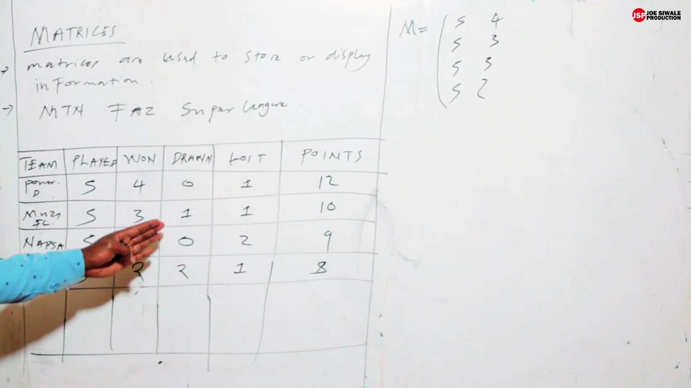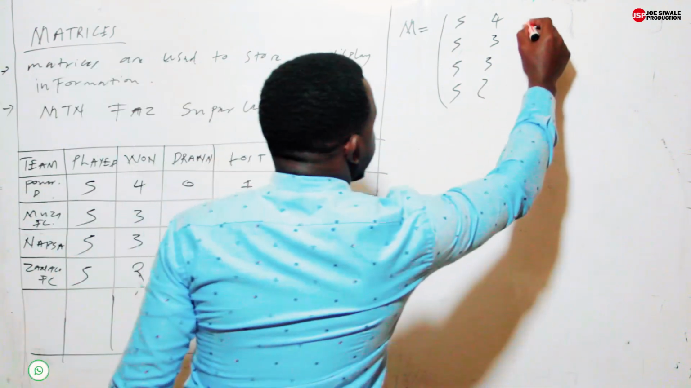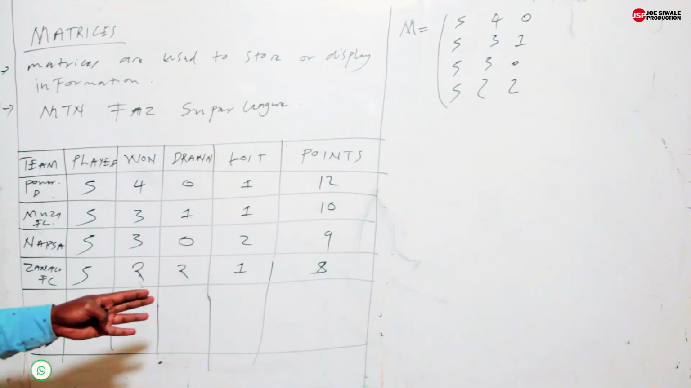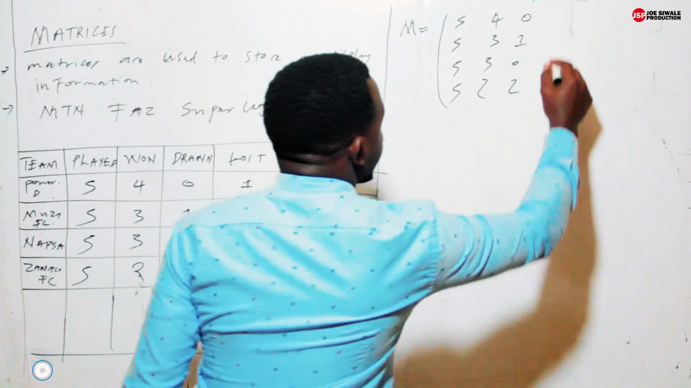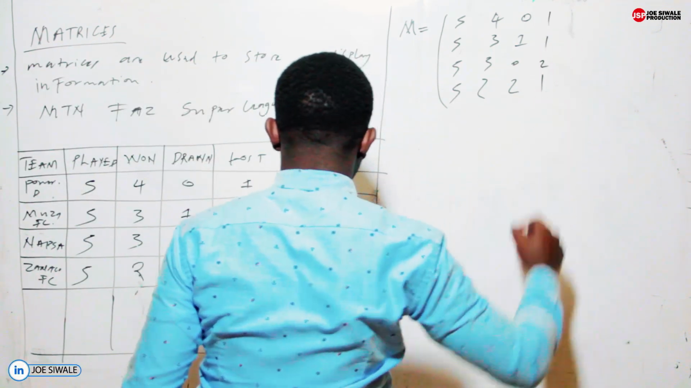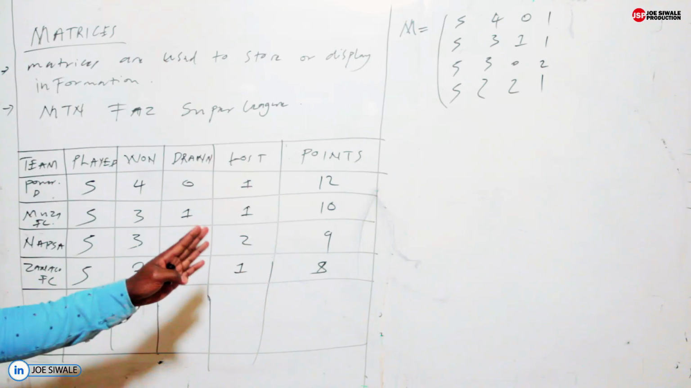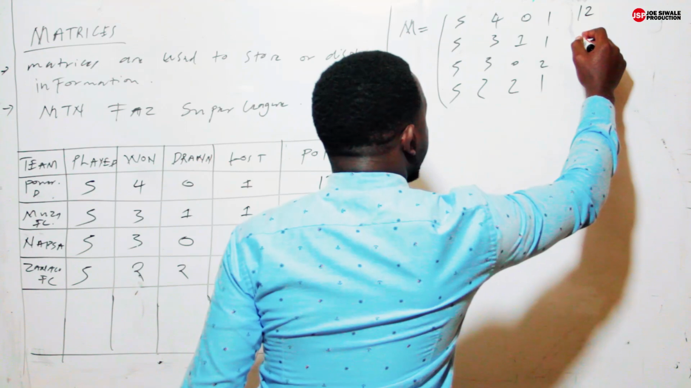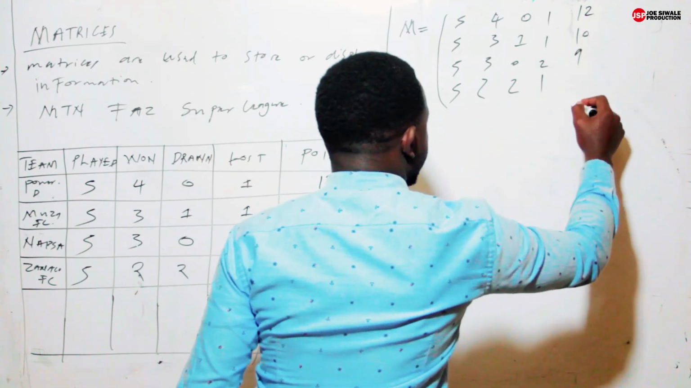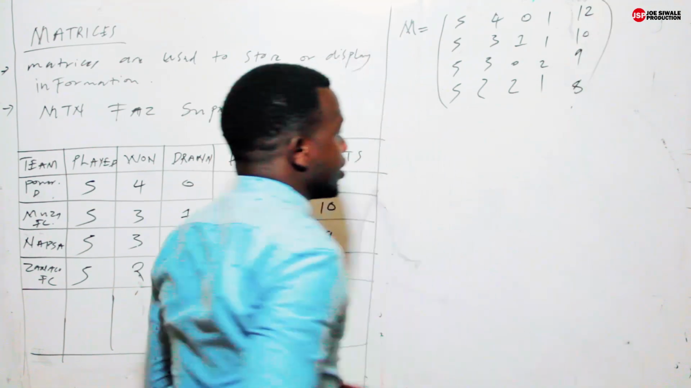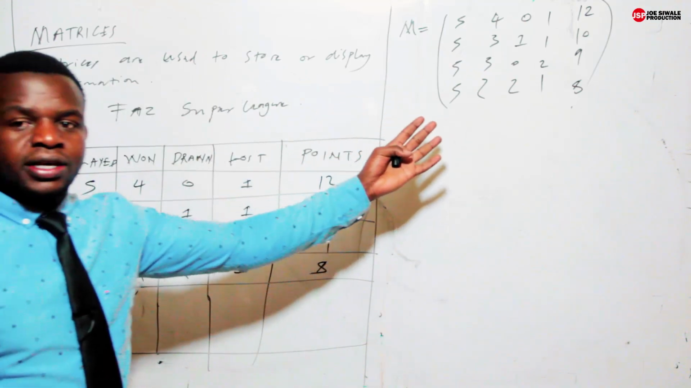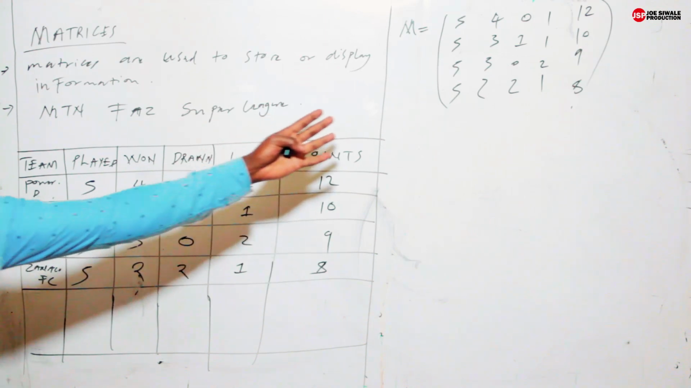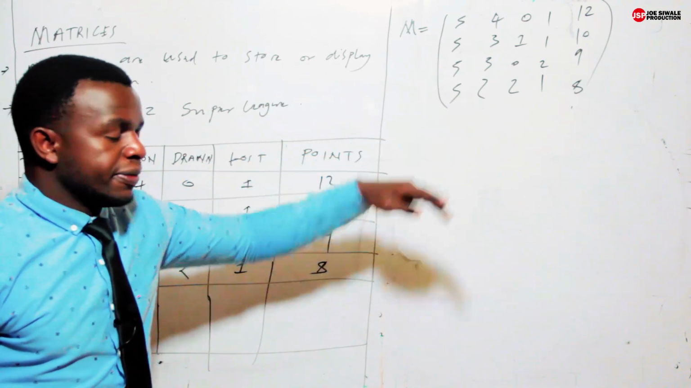Then here we have 0, 1, 0, 2. Then here we have 1, 1, 2, 1. Then we have 12, 10, 9, 8. And this is how we can display this information for the MTN FAS Super League. So that can be our matrix M.